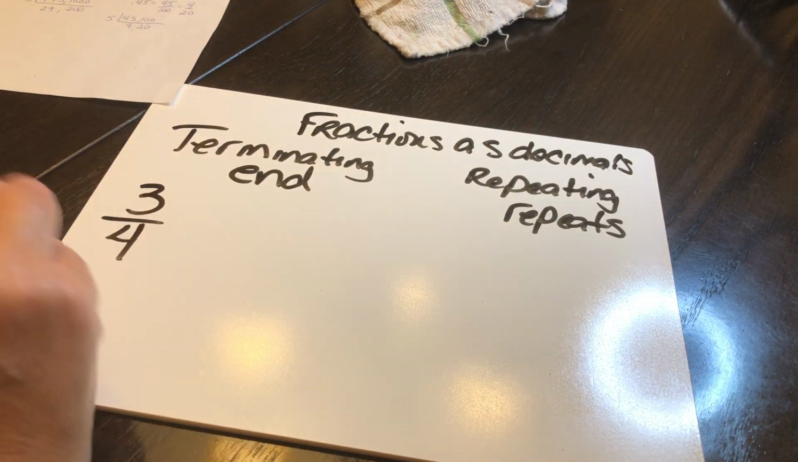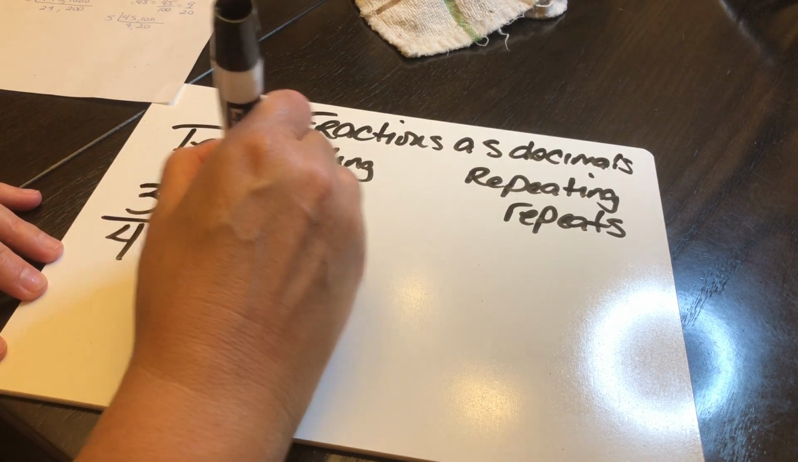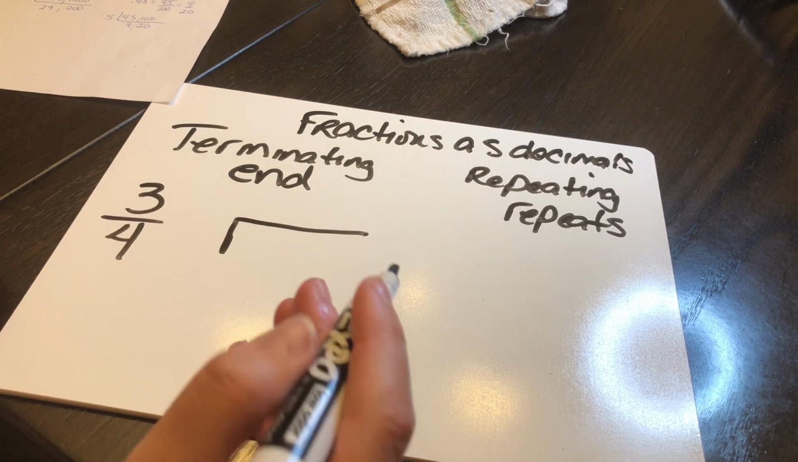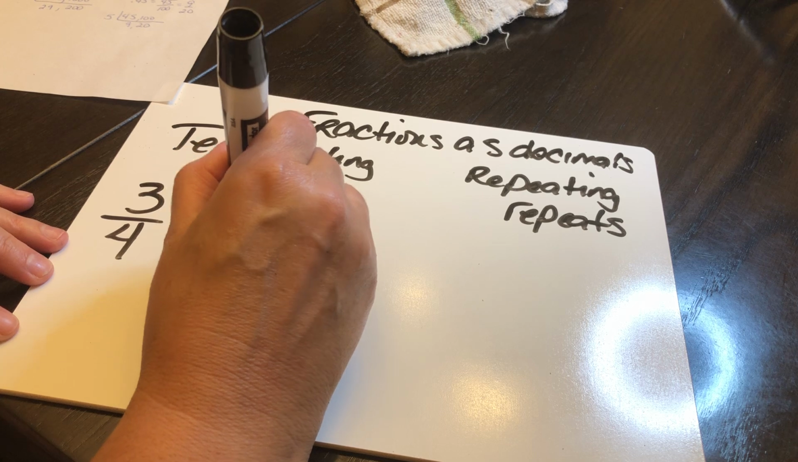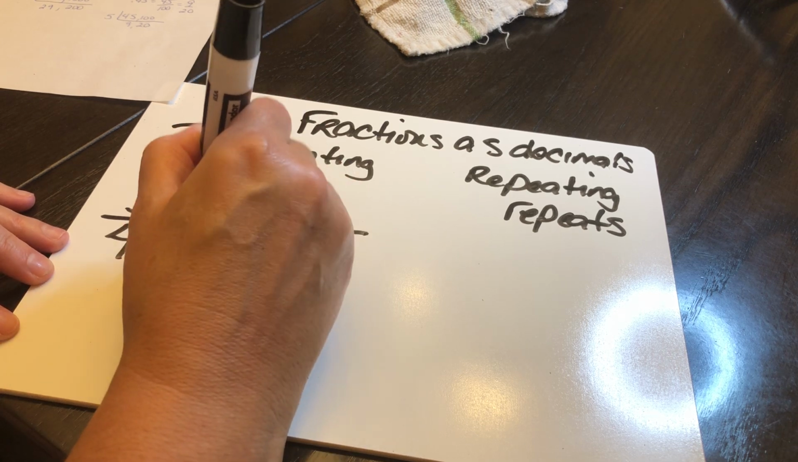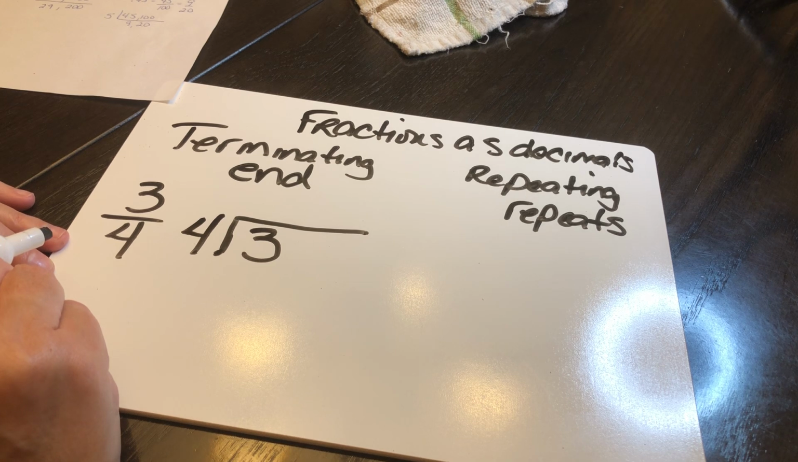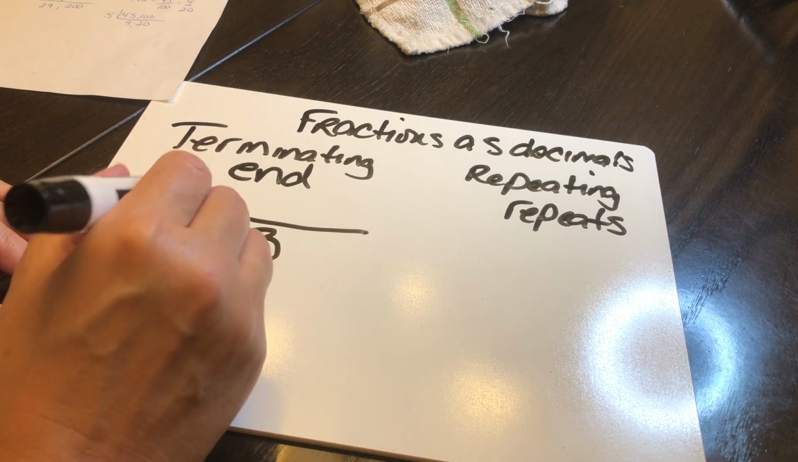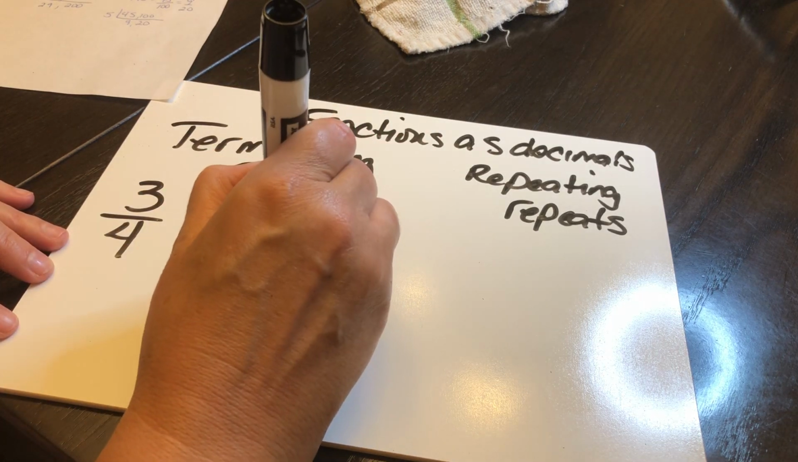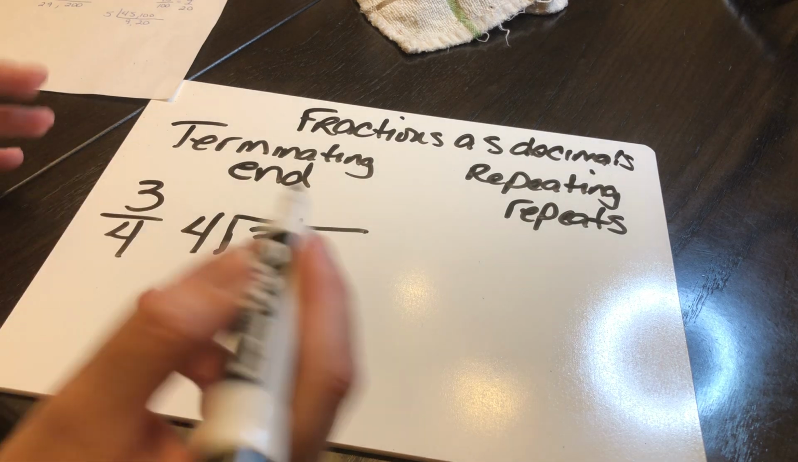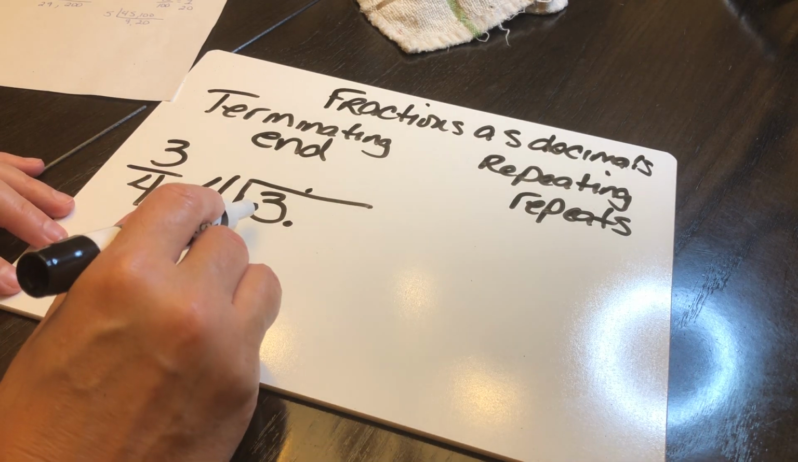If I wanted to turn this fraction into a decimal, I'm going to put it into a house. Remember, which number always makes it in the house? The one on top. The one on the bottom is on the outside. It's my divisor. Now, if I'm turning a fraction into a decimal, I'm going to add the decimal, bring it up top, and start dividing. Will 4 go into 3?